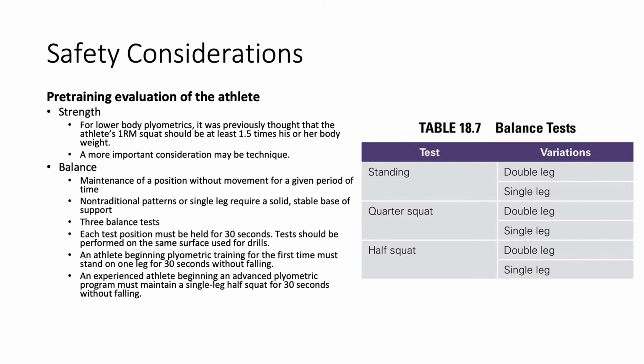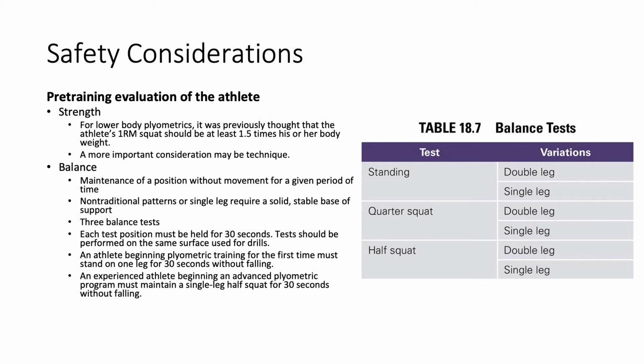There are some lower body plyometric drills that require the athlete to move in non-traditional patterns such as double leg zigzag hop and backward skip, or on a single leg such as a single leg hop, which requires a solid, stable base of support. There are 3 balance tests, which you can see on the table to the right, which are listed in order of difficulty.